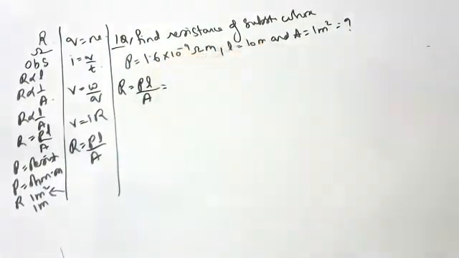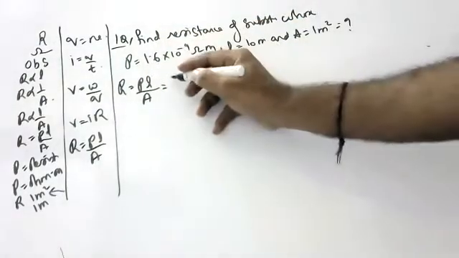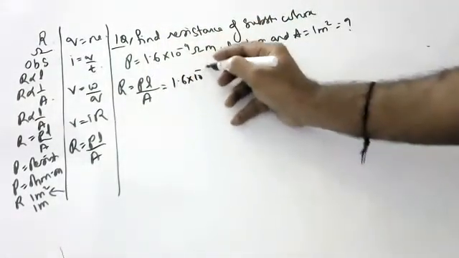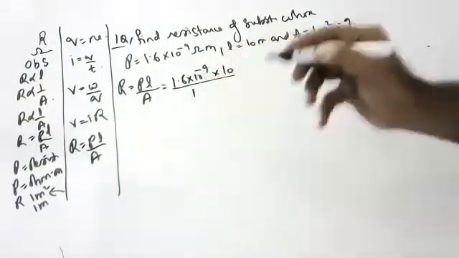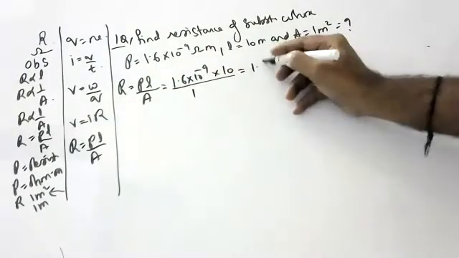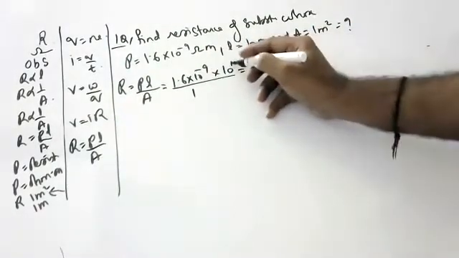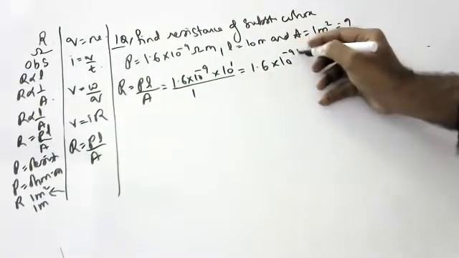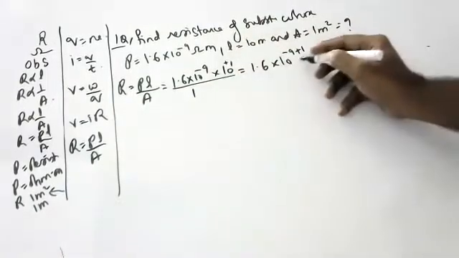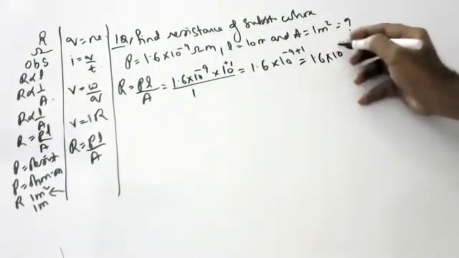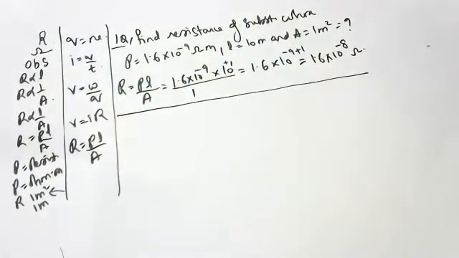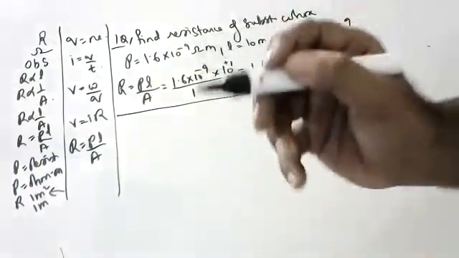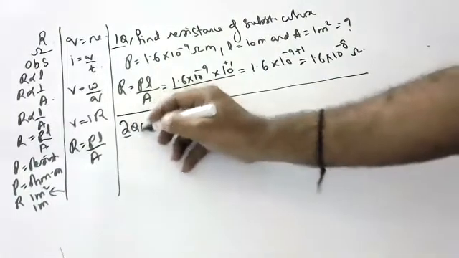Sir, can I? Yes, tell. Substitution: 1.6 into 10 to the power of -9 into 10 by 1. So how much is the answer? -9 plus 1, how much? That's it. Basic level sum. This much basic level sum, God will ask you. Now, just for your understanding, a little bit complicated.